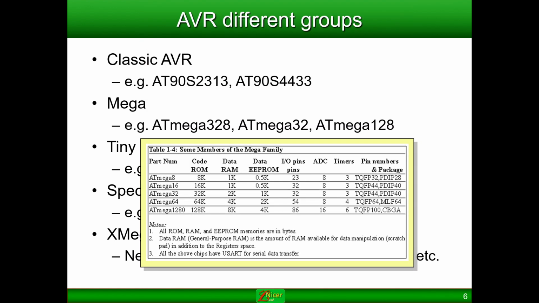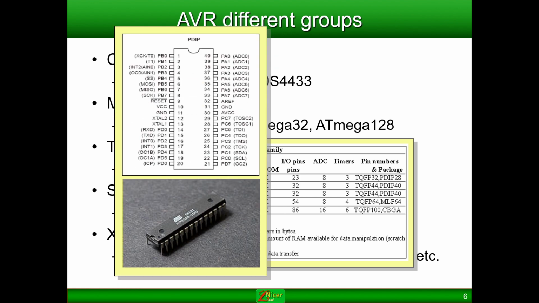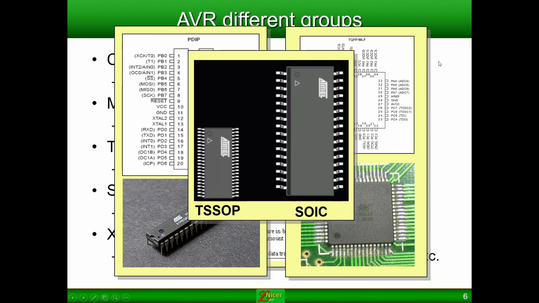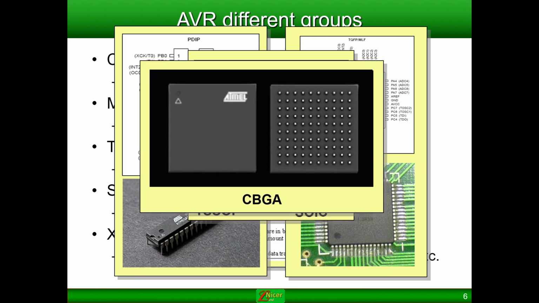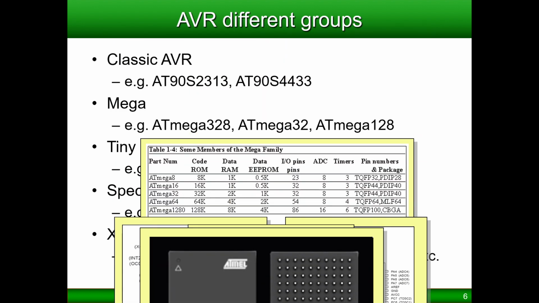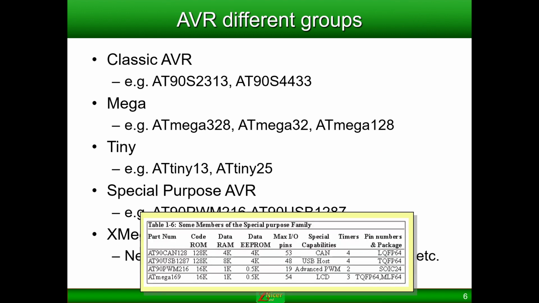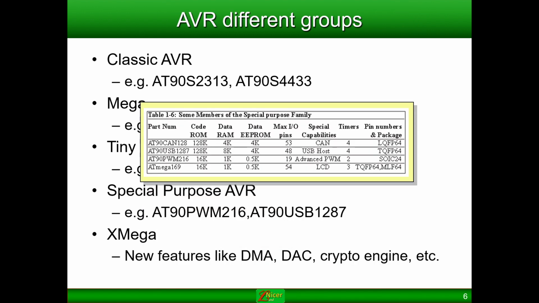Now some members of the Mega family, and this is the PDIP IC, the TQFP. So they are the same IC, but they have different pins and different purposes. SOIC chips, as you can see, these chips are the same, but they have different purposes and they are different in sizes. The CBGA is commonly used for SMD. Now some members of the tiny family, and some members of the special purpose family.